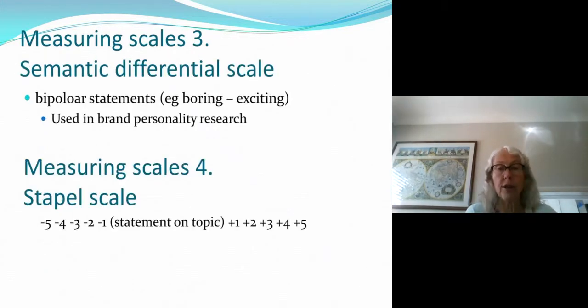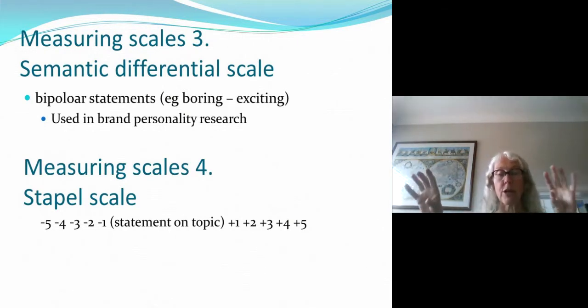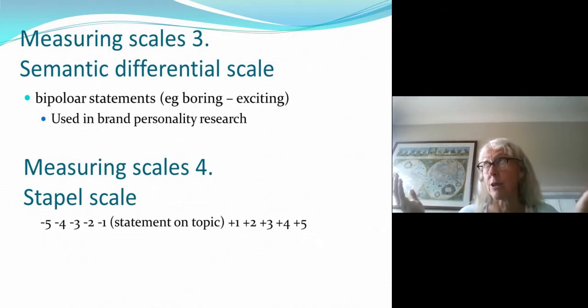Then there's two more kinds here. So under measuring scales 3, there's a semantic differential scale. This is where you can have bipolar statements with sort of opposite meanings at either end of a scale. And then people indicate on a scale between those two items where they sit. It's often been used in brand personality research.